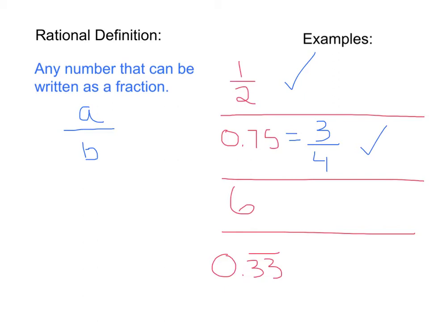Now, 6, you might be thinking, well, that's an integer. Well, actually, every integer is rational because you can write 6 as a fraction: 6 divided by 1, or 12 divided by 2. And then this last example, a repeating decimal, 0.33 repeating, can be written as 1/3. So all of those are examples of rational numbers because they can all be written as a fraction.